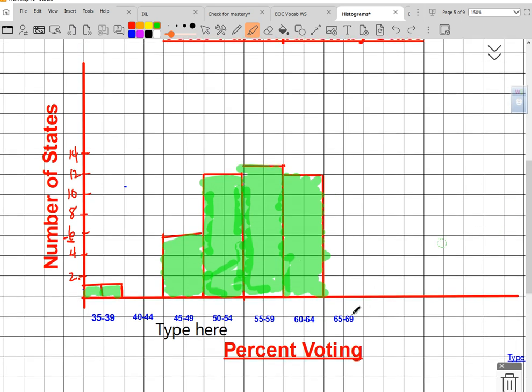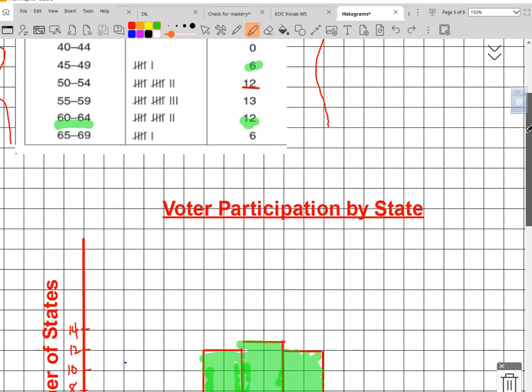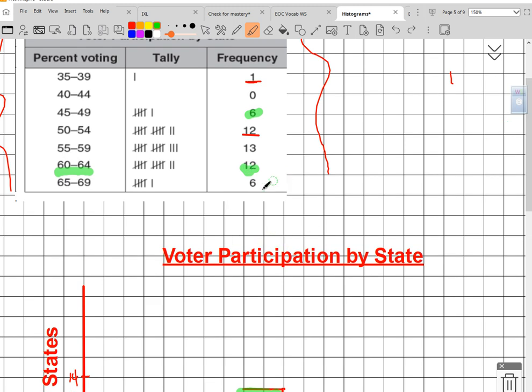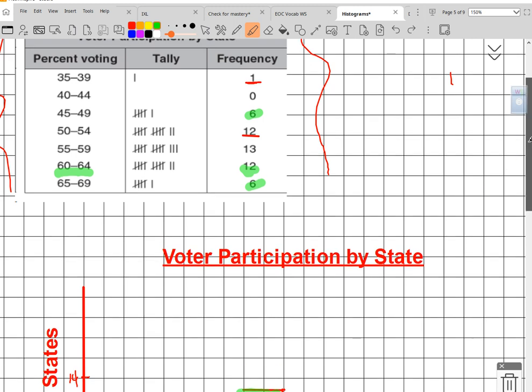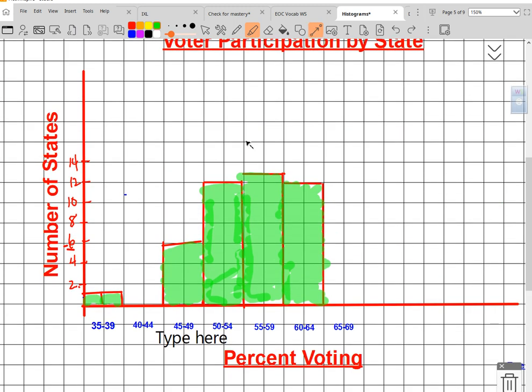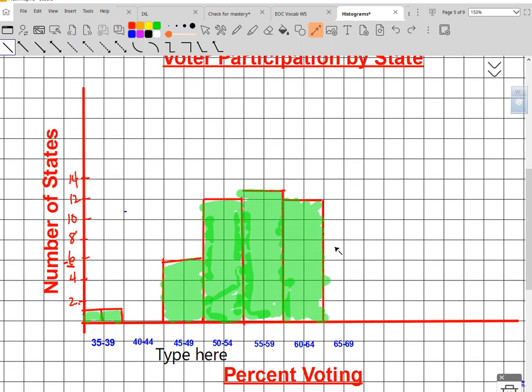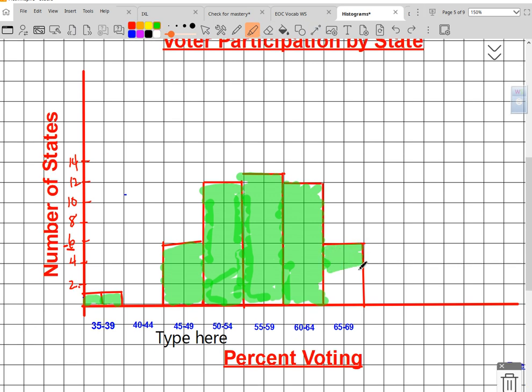And the last group, between 65 and 69% voting, how many states had that percentage of voting? Arrange that, 6. So that's the same as 45 and 45. It is. Good job. So now we have created histograms.